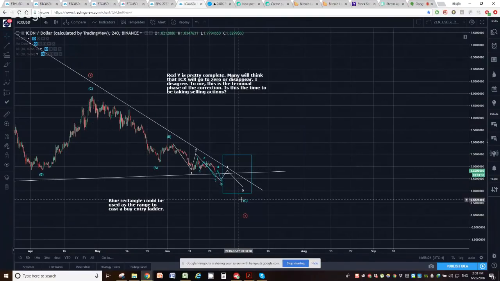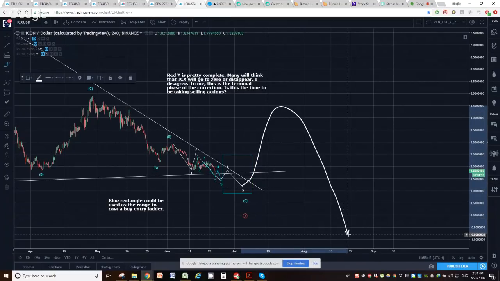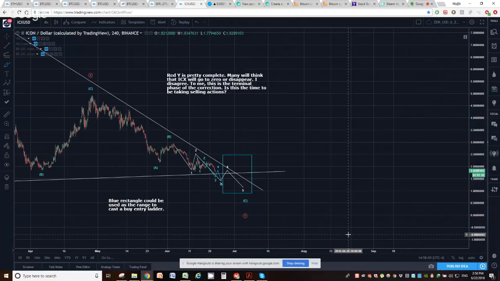And this ABC on the ICX should be quite, I'd say, close to the bottom. Maybe end of June, early July. And now bear in mind, we can just get maybe a big rise and another pull. I don't know if that's going to happen. But I do know that we are on this correction of WXY on the terminal end phase.